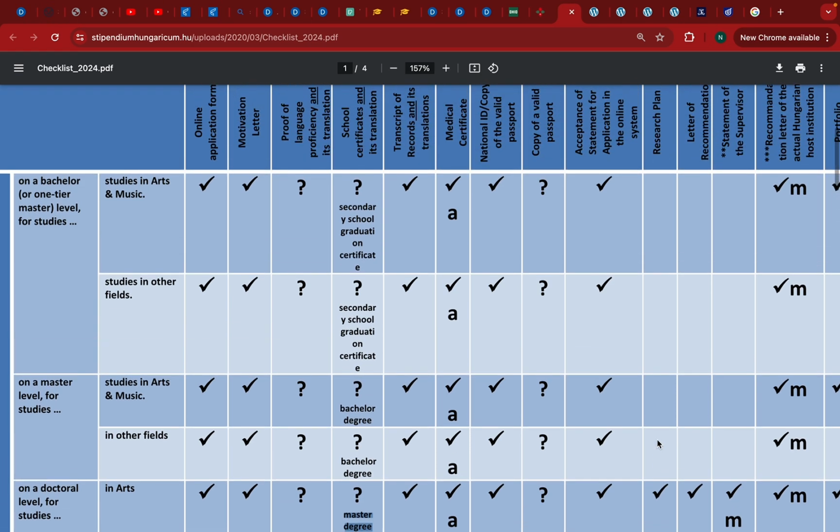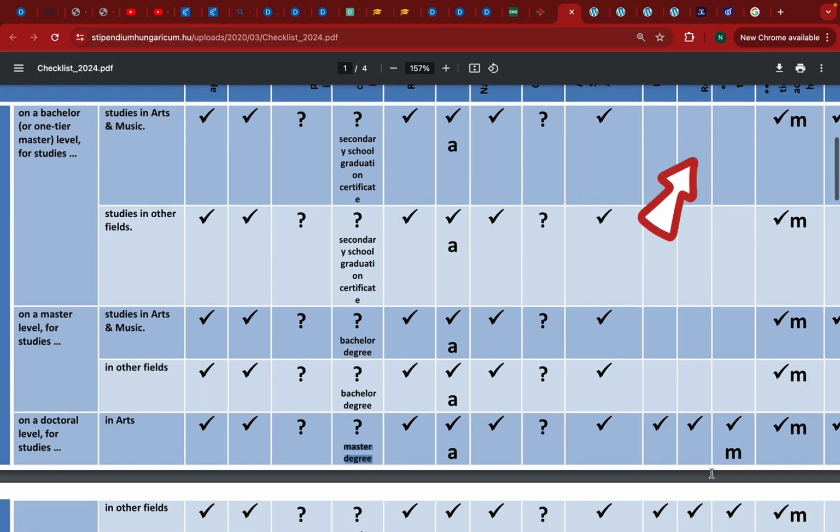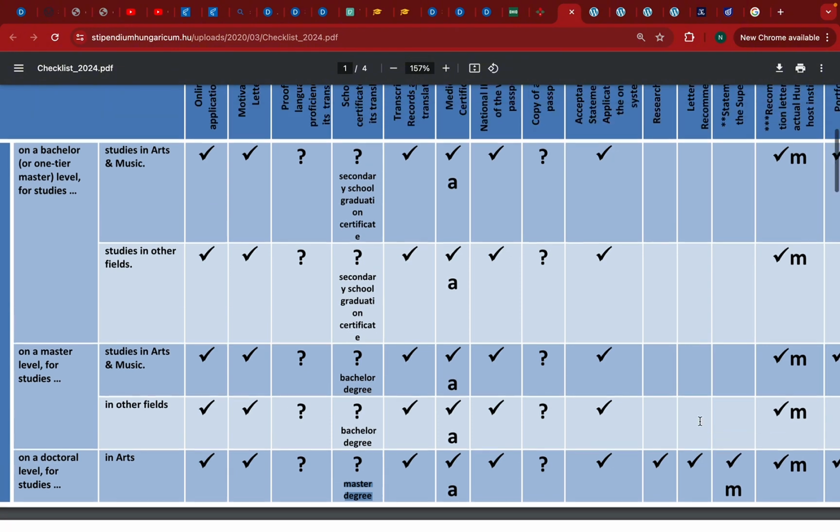The next row that we can see here is letter of recommendation. Now you can see that at the bachelor's level it is blank, which means that it's not applicable here. And for master's level, it's also blank. It's not applicable for master's level. But at the doctoral level, you need to upload a letter of recommendation. You need a recommendation letter.